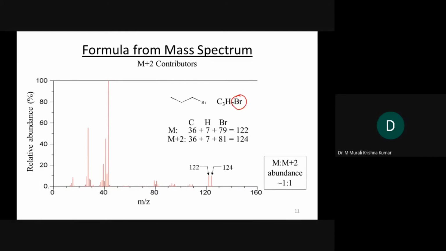So here also, let's apply the earlier explanation. Let's say if we have one bromine, we are getting 1:1. So if you have two bromines, then what will happen? When we have two bromines, we have M and M as the first combination. The second one is M and M plus 2. The third one is M plus 2 and M plus 2. So if these are the combinations that are possible, it will be like this.